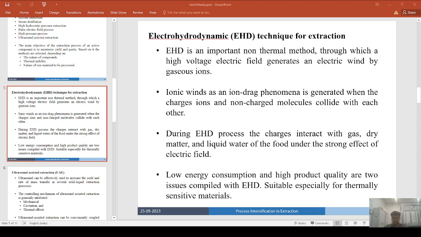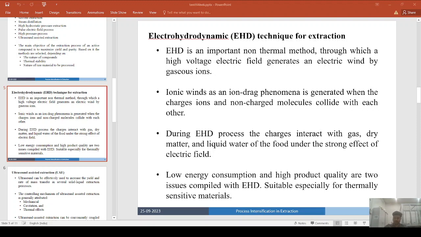So how does the electrohydrodynamic technique for extraction work? The electrohydrodynamic technique is an important non-thermal method through which a high voltage electric field generates an electric wind by gaseous ions, and this ionic wind, an ion drag phenomenon, is generated when the charged ions and non-charged molecules collide with each other.